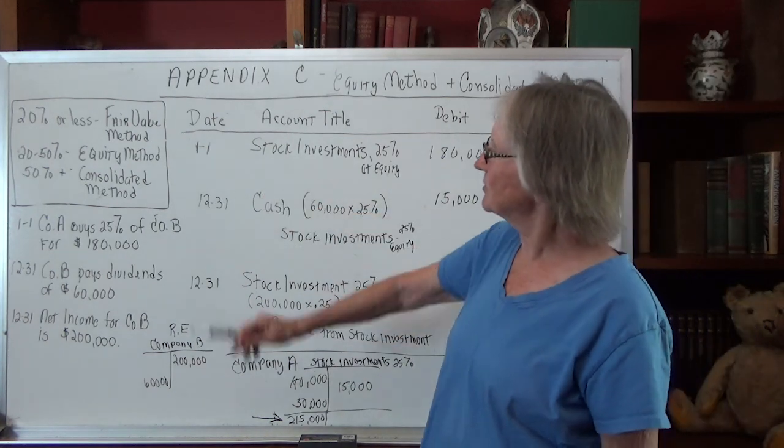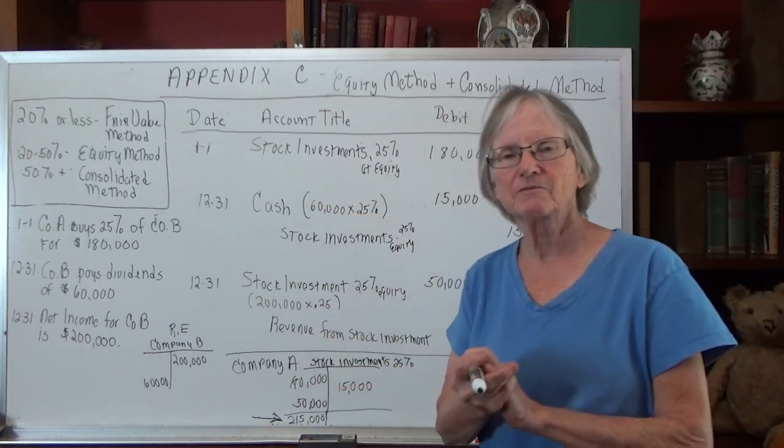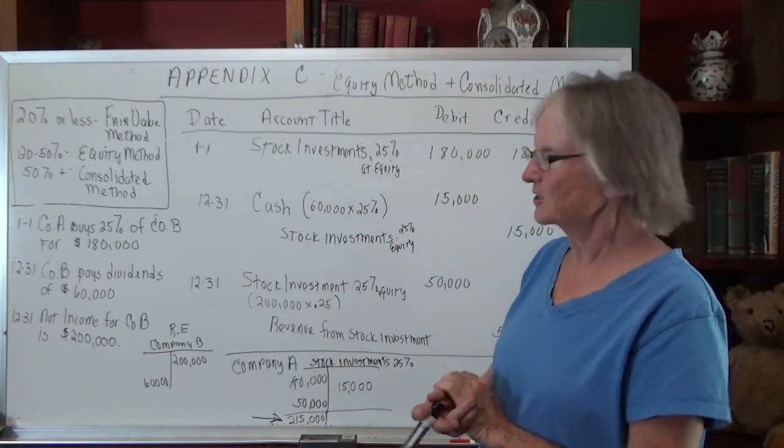We've got the equity method. We did the fair value method. So we're getting through Appendix C.